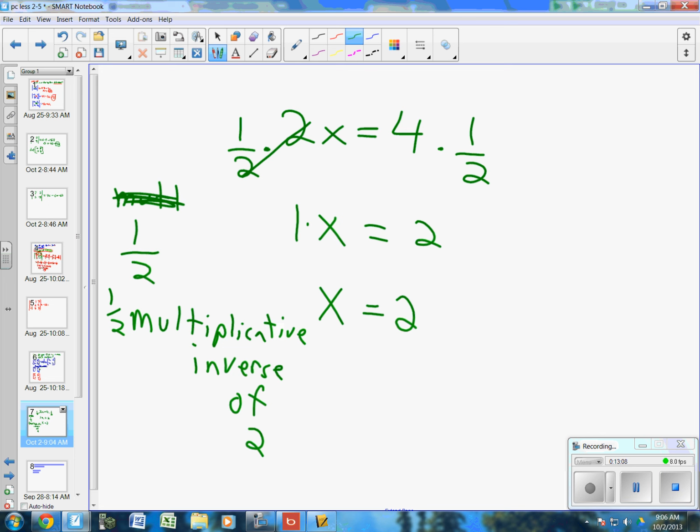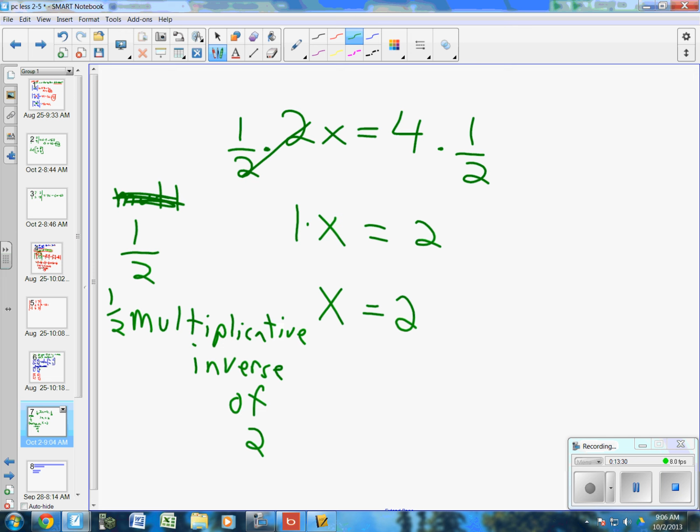That's because when we times 1/2 by 2, what number do we get? 1/2 times 2 is 1. And the multiplicative inverse is the number you times by something to get 1. So 1/2 is a multiplicative inverse of 2.